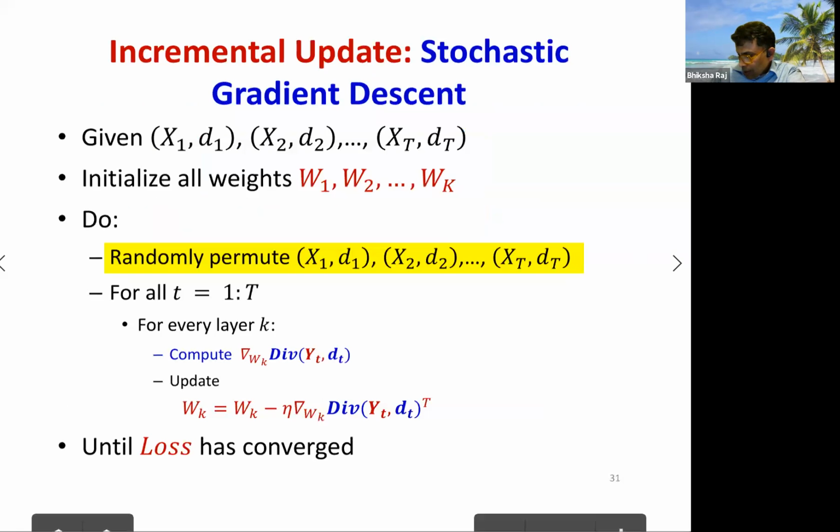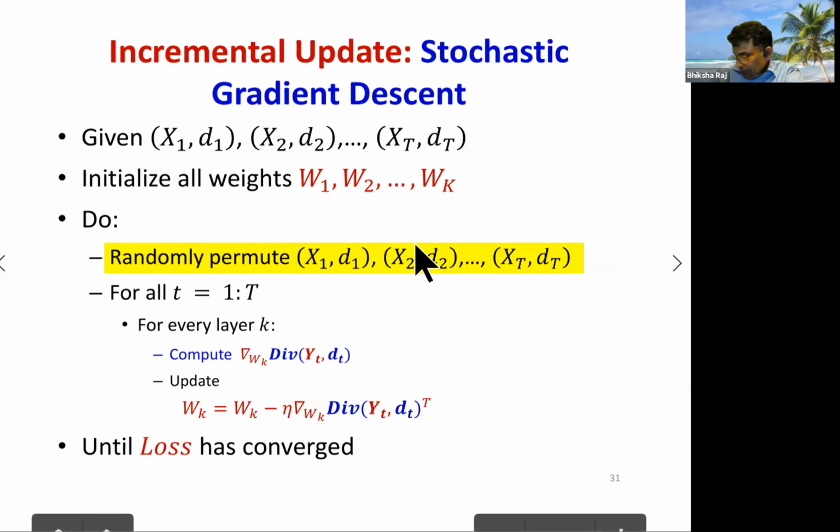So here is the entire pseudocode for stochastic gradient descent. It's the same as the pseudocode we saw earlier for incremental updates, but with one key difference. At the start of each epoch, we randomly shuffle the training data. This ensures that the training data are presented in a different random order each time you loop over it.